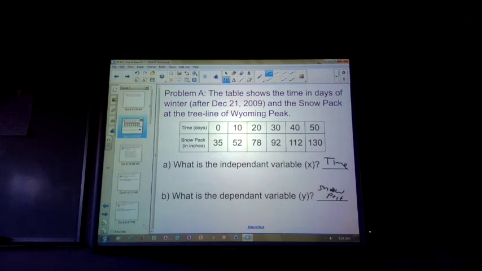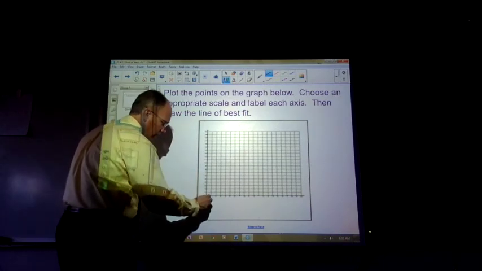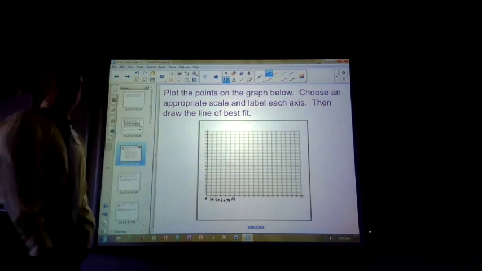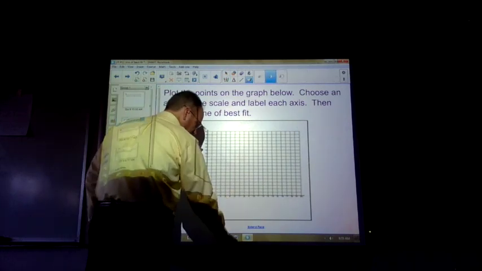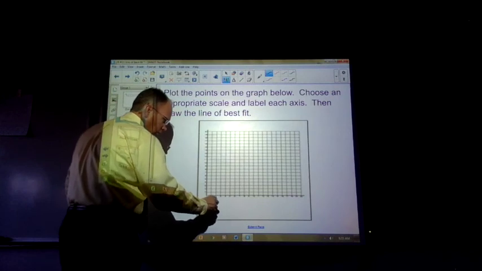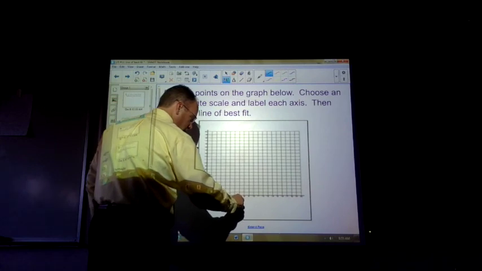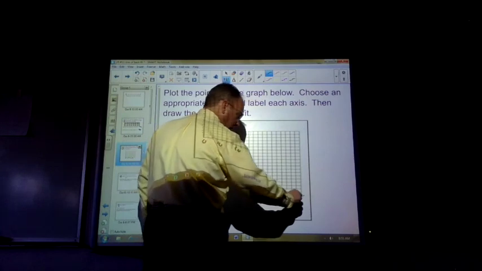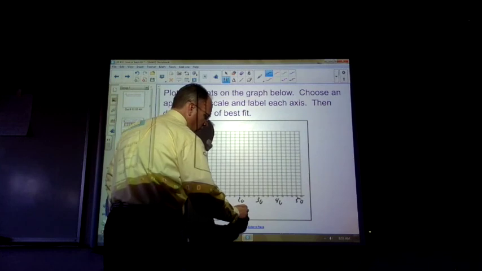So 0, 10, 20, 30, 40, 50. On here I could go 0, 10, 20, 30, 40, 50. That might not be the best look at it, so I might say, well, let's space it out a little bit better. As long as we make it equal spacing, we should be good. So we go 0, 10, 1, 2, 3, 20, 1, 2, 3, 30, 1, 2, 3, 40, 1, 2, 3, 50. And that's our inches of snow.